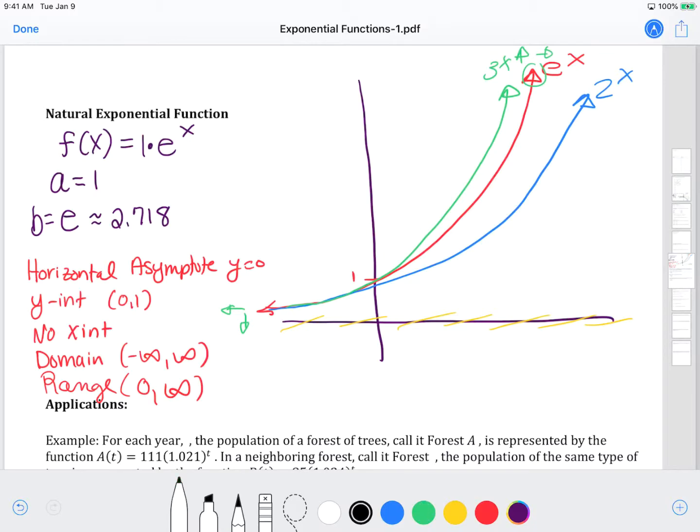They're still all going to cross at the y-axis at 1, because they all still have a value of a of 1, but they're just going to grow at different rates. And 3 is going to grow faster than e, and e is going to grow faster than 2.